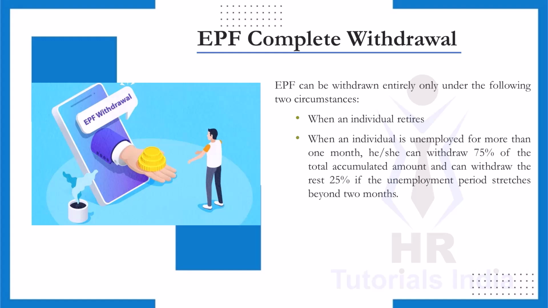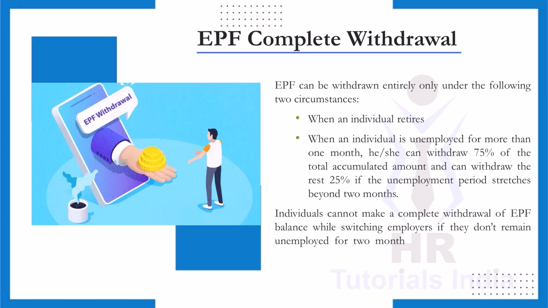In simple words, PF can be withdrawn at the time of retirement, and 75% of the PF can be withdrawn if the employee is unemployed for 1 month, and the remaining 25% can be withdrawn after 2 months of unemployment. Individuals cannot make a complete withdrawal of the EPF balance while switching employers if they don't remain unemployed for 2 months or more, that is, the interim period between changing jobs, which means an employee cannot withdraw PF in between jobs, and the employee can only withdraw PF if the unemployment is more than 2 months.